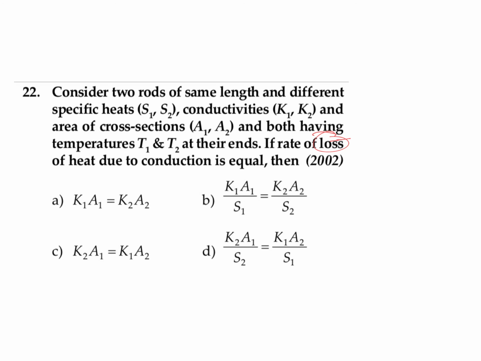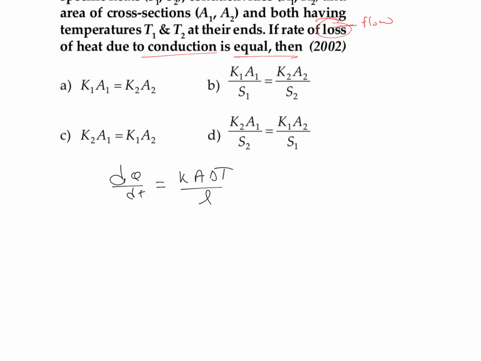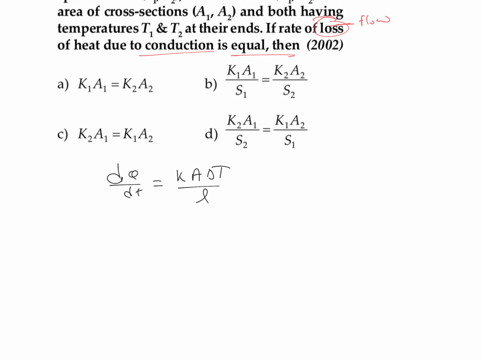So the rate of flow of heat due to conduction is equal, meaning both the conductors are going to conduct heat energy at the same rate. Then our aim is to find out the relation between them. So we know that dQ divided by dt is equal to K A delta T divided by L. So the rate of flow of heat energy dQ by dt is the same in both the situations.